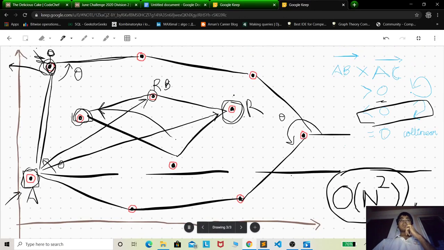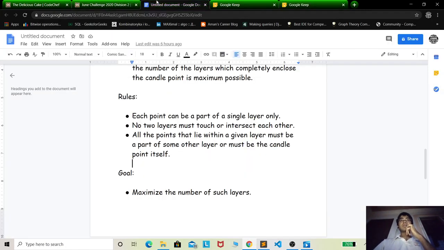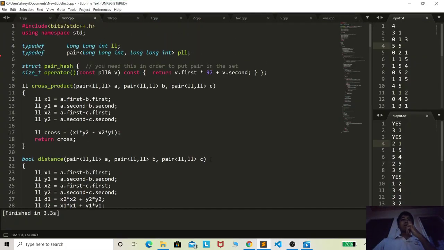Next we'll look at the code. Okay, so here is the code. First, like most of the other people, I'm also using a short form for long int as LL, and we'll come to this function, struct pair hash, later.